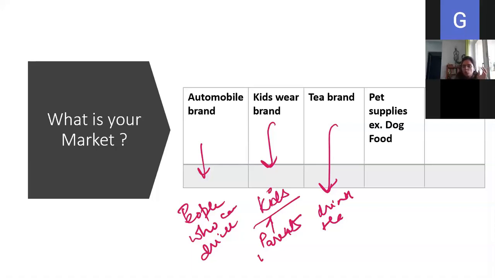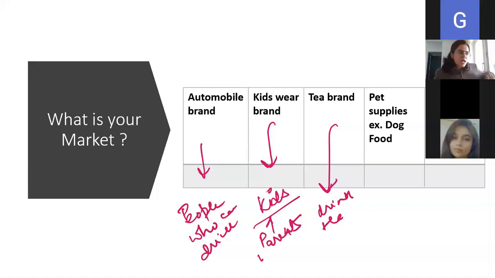All are. Whoever drinks chai, everyone is in my market. Later on, I can divide them based on the various segments that come up in my market. Health conscious, if I'm selling a healthy tea. And then by demographics, whether they are old or young, all those things come later on. But if I have to sell tea, all these people who drink tea come under my market. That is my market. People who drink tea.